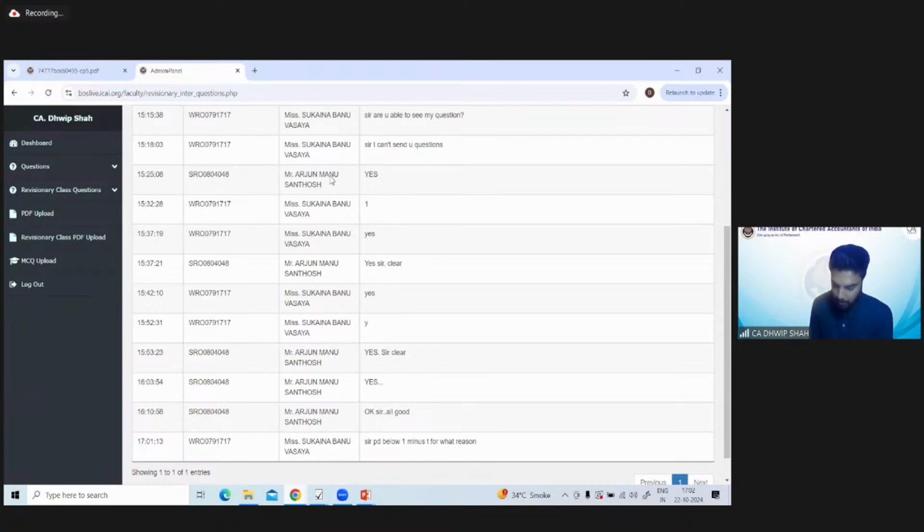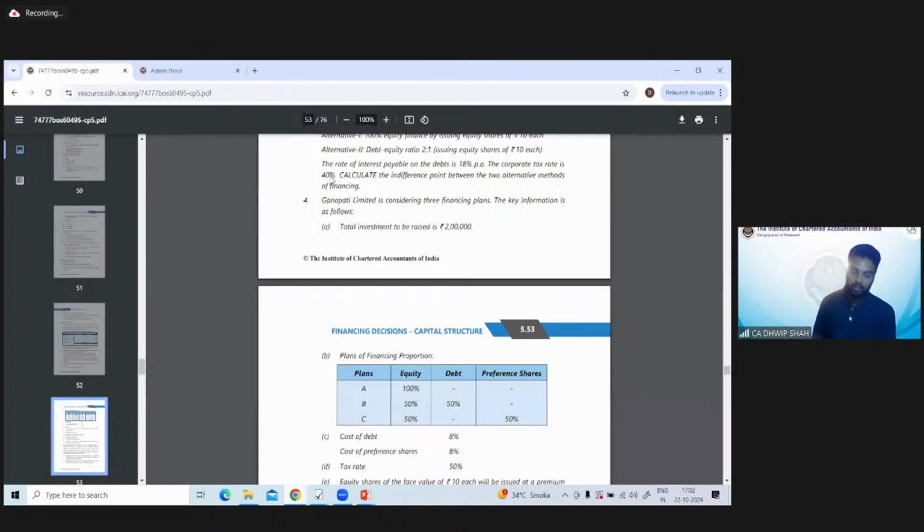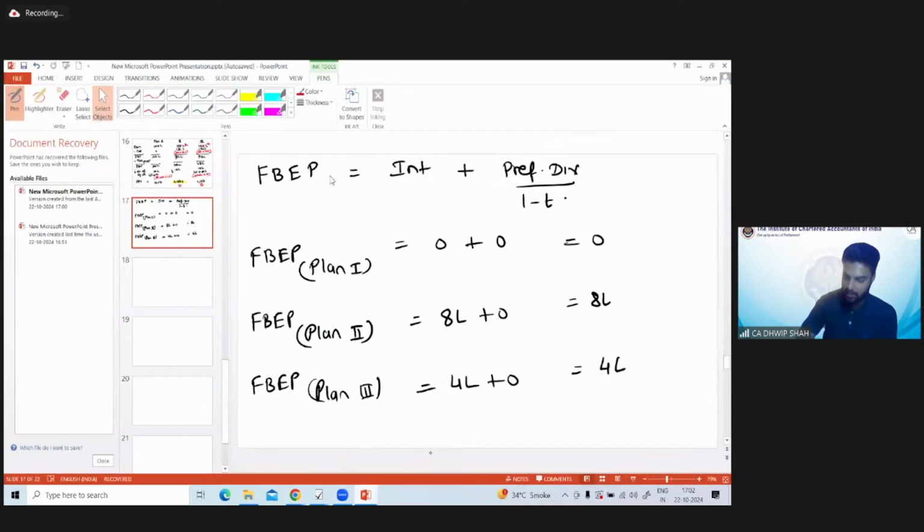Sir, PD below 1 minus T for what reason? Because preference dividend. See, the reason is this. Check the formula. Formula क्या है? Interest plus preference dividend over 1 minus T. Can you see? Interest is before tax. It is always before tax. Yes or no? Interest is always before tax. But preference dividend is always after tax. Preference dividend is distributed always after tax. So to make it comparable with interest, we bring preference dividend to before tax.